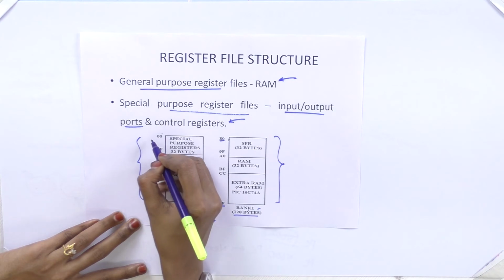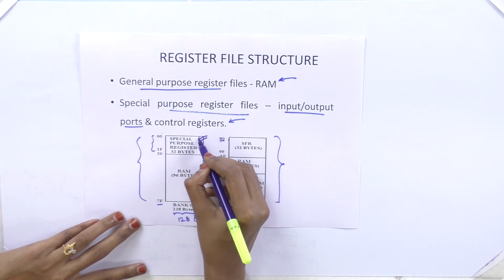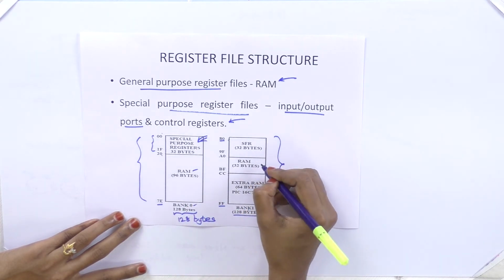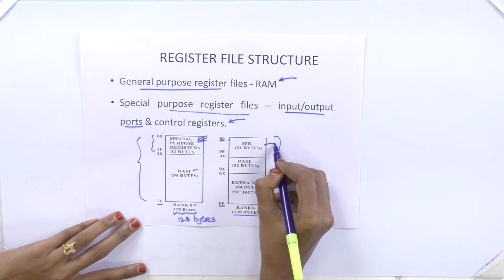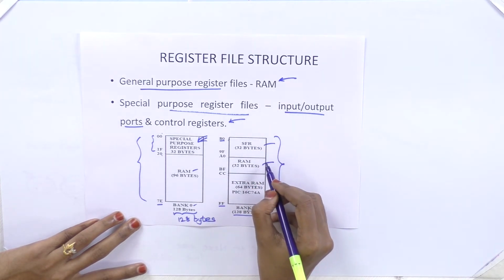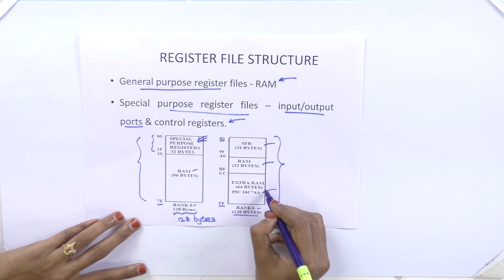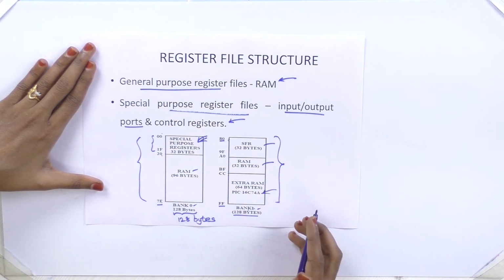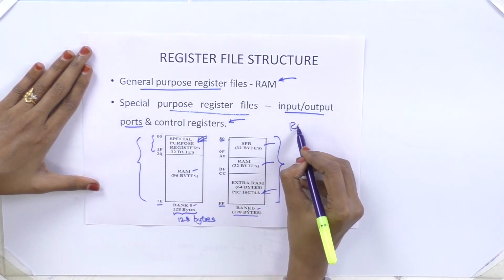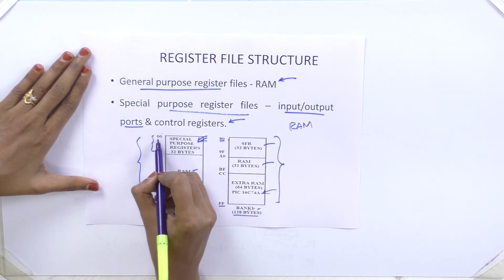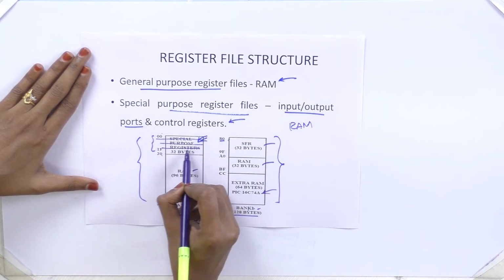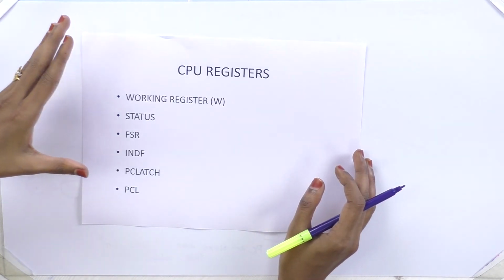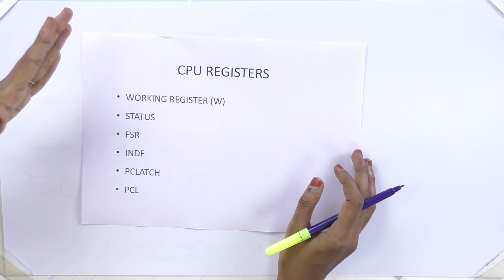Fine. In bank 0, from 00 to 1F the special purpose registers are there. From 20 to 7F are your general purpose registers. Here in bank 1, 80 to 9F is special purpose, A0 to BF is general purpose, and C0 to FF is also general purpose. So this is how your registers are structured. The registers I have told you are nothing but your RAM memory, and each and every location will be given an address location that we have mentioned aside.